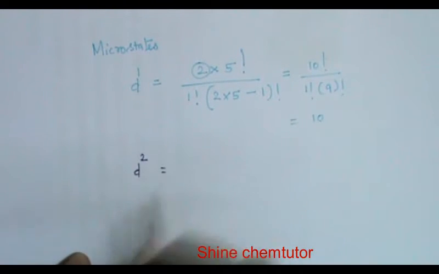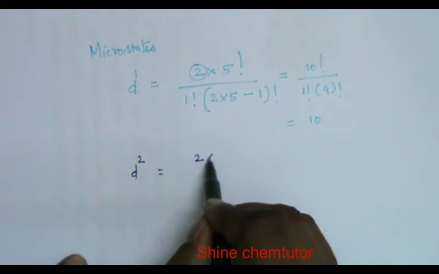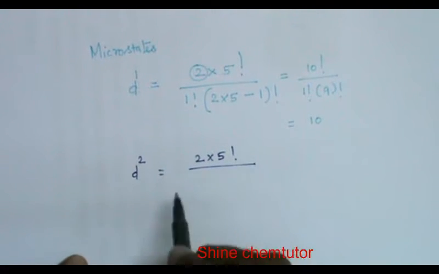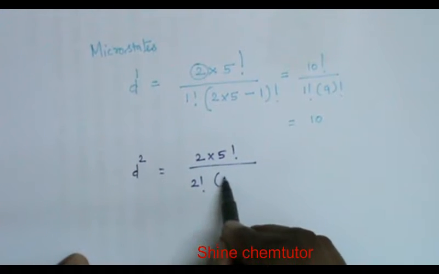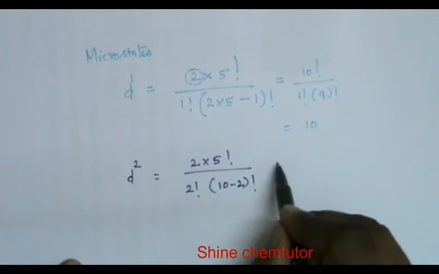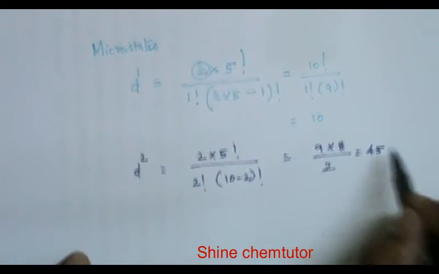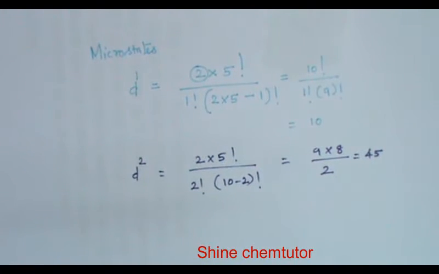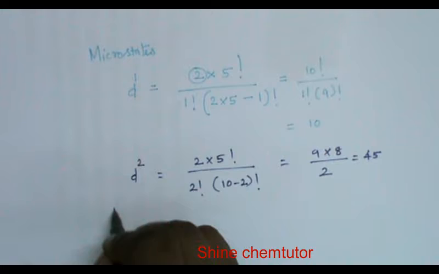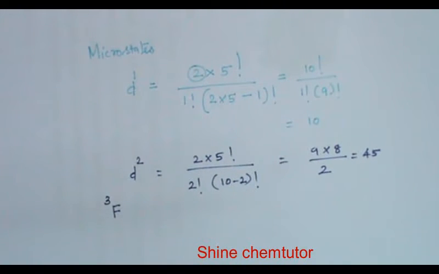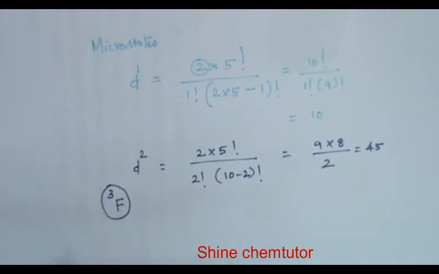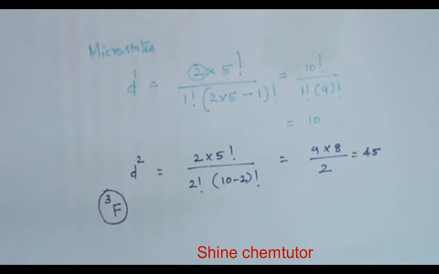What about D2? You can try to calculate for this also. It will be 10 factorial on the top, 2 factorial, 10 minus 2 factorial. So what you get is 45 microstates. You can try to calculate that. Now in our problem, they have given the F3 term. How to calculate for this? If it is D1, D2 up to D10, you can calculate very easily using this formula. If it is F3, how can you calculate?